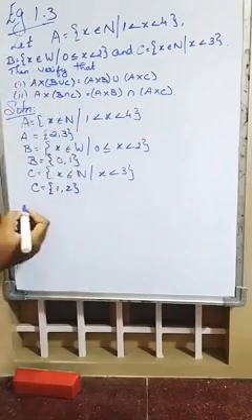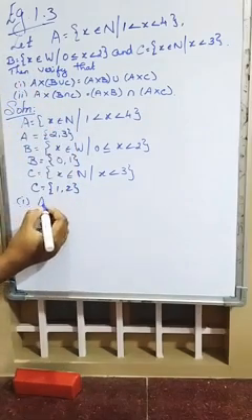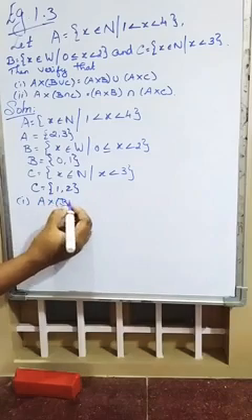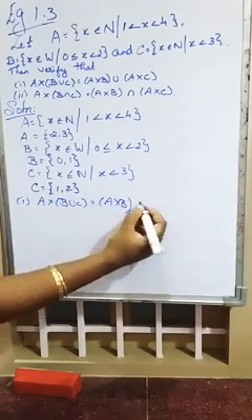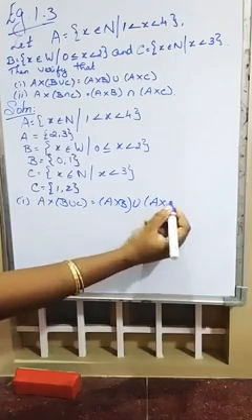Now, take the first question: A cross (B union C) is equal to (A cross B) union (A cross C).